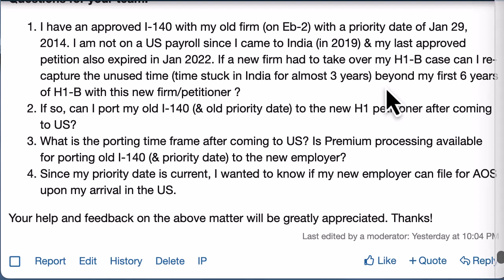And can a new employer file for AOS? No, because they have not filed your green card. They cannot file just an adjustment of status. They have to start your green card all over again. But you should carry the old priority date.